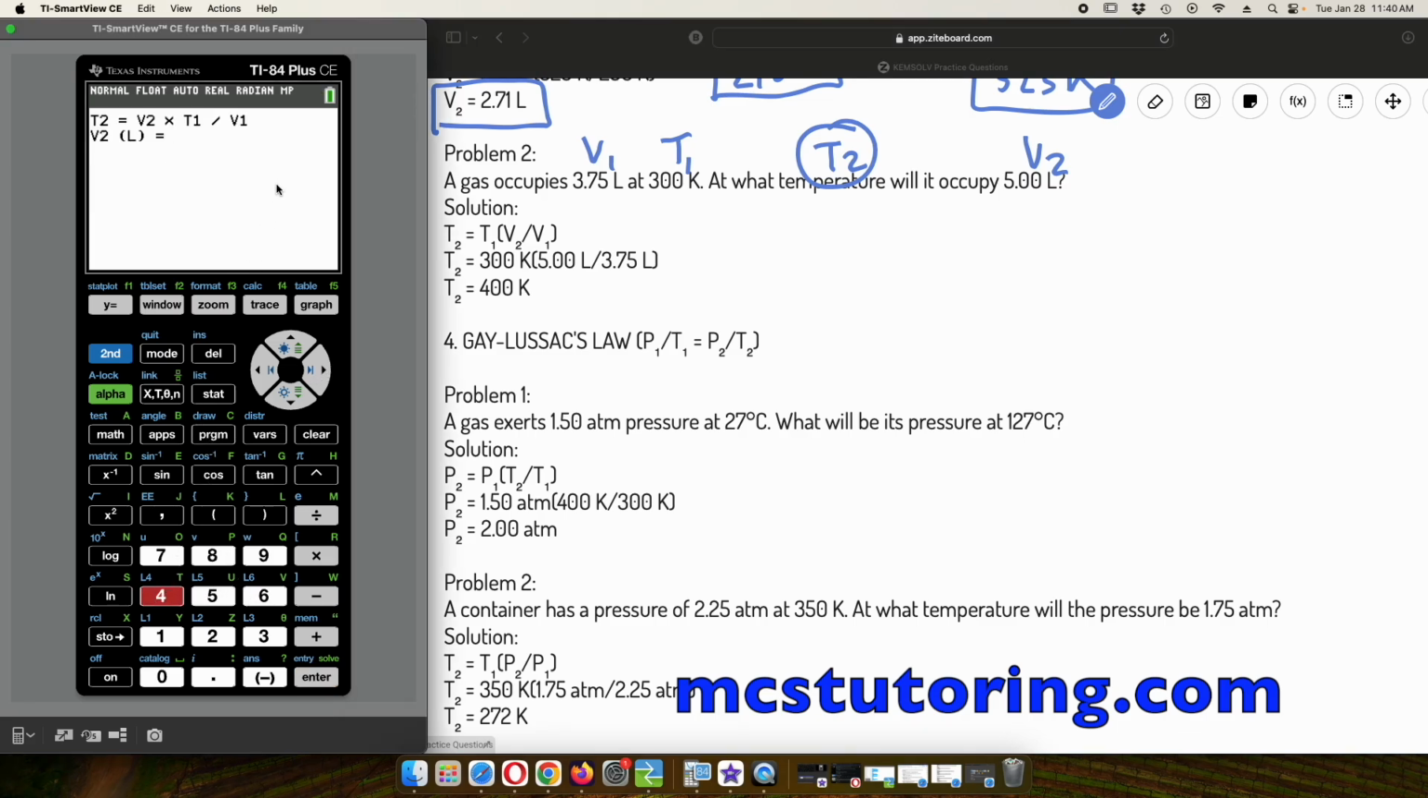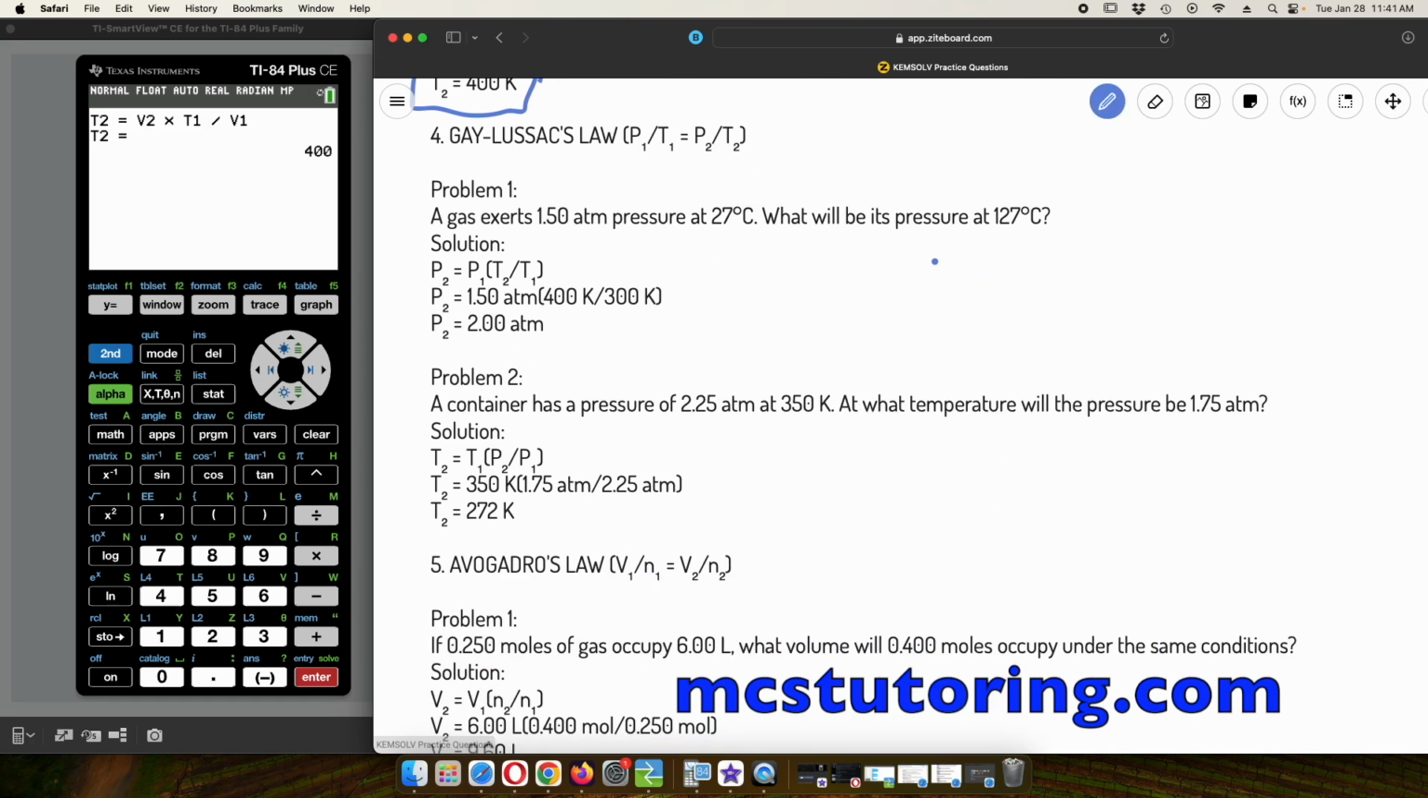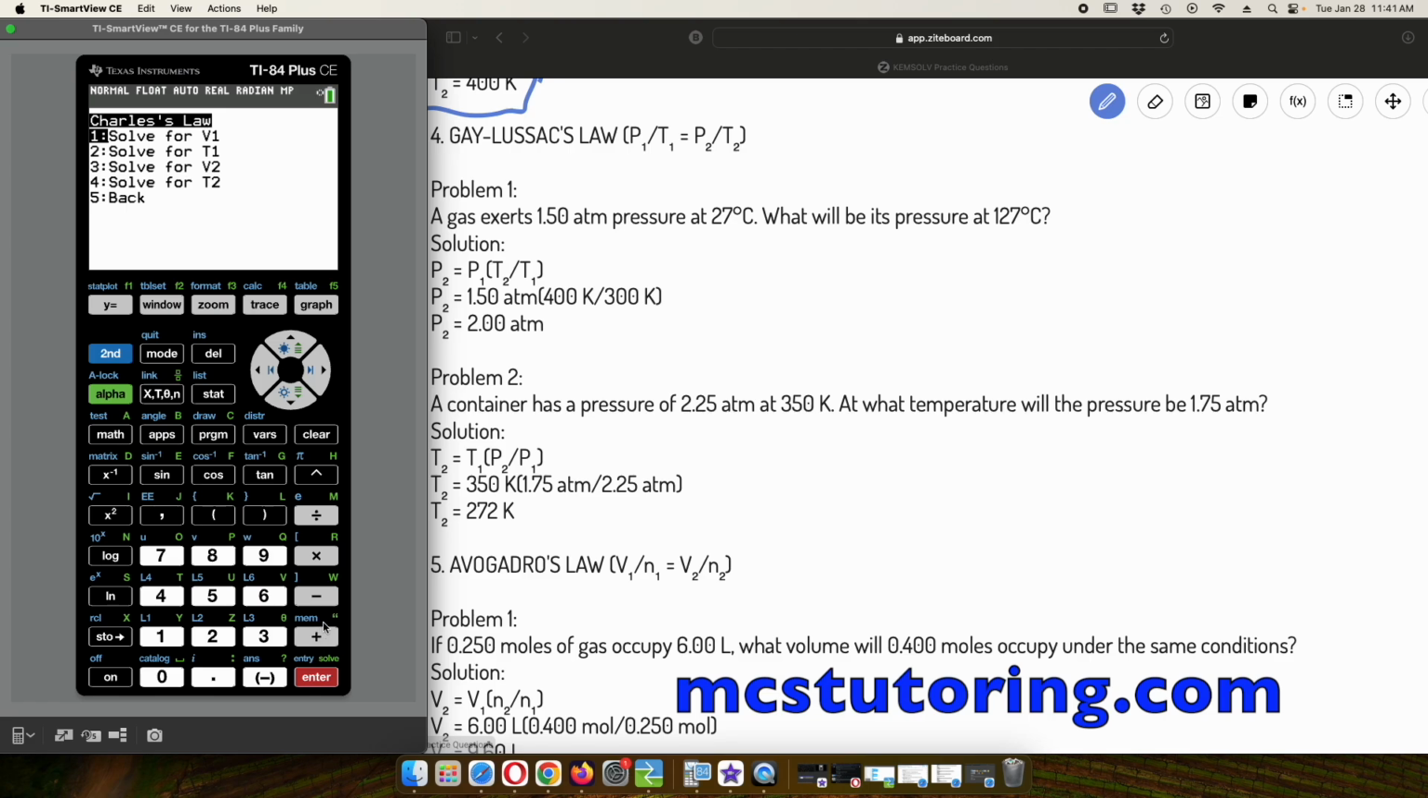So what is V2? That's 5 liters. And then what's T1? That's 300 K. And then what's V1? 3.75. There we go. So we got 400 K. Fantastic, we're moving through this pretty well. Remember, this is available. This will save your bacon on a lot of chemistry tests and quizzes and homework.